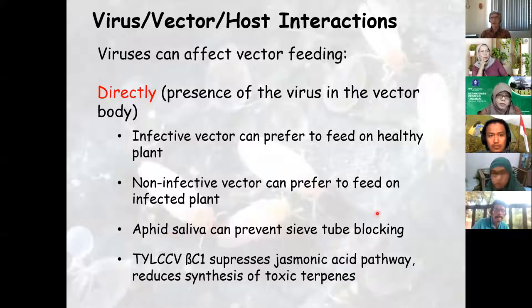It's said aphid saliva can prevent sieve tubes blocking, meaning the virus can be picked up far more easily in the sieve tube contents.